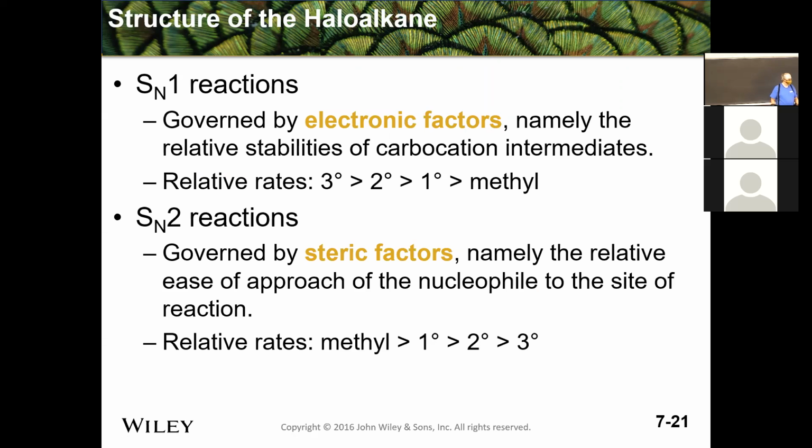SN1 reactions are governed mainly by electronic factors. That is, the number one factor is the stability of the carbocation that's formed. Okay, so if we have a tertiary carbocation being formed, then SN1 is likely. If the substrate is methyl or primary, then it can't undergo SN1 because the carbocation is way too unstable. Okay, secondary halides could go either way.